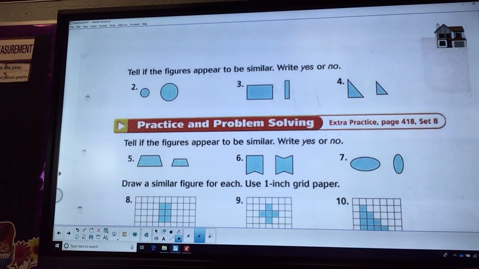Okay, on this next part, we're going to tell if these appear to be similar. And you're supposed to write yes or no. So let's take number 2. I've got 2 circles. Okay, this one's an easy one. They're not congruent because they're not the same size, but they are similar because they're the same shape, but just different sizes. I have one little circle and one big circle.